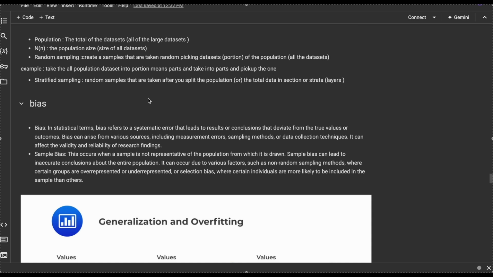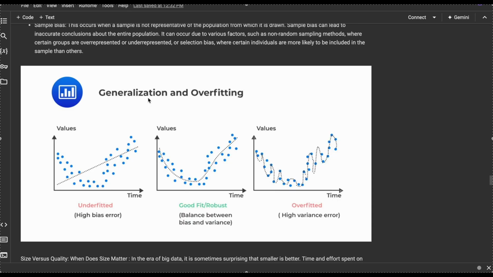Like shown in the example, these are the biases. This determines the model fit. We check the biases, the bias levels. High bias means low variance.